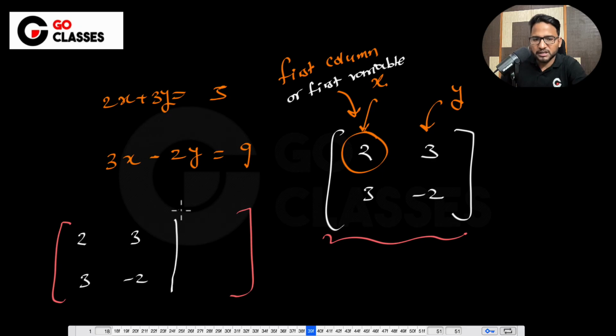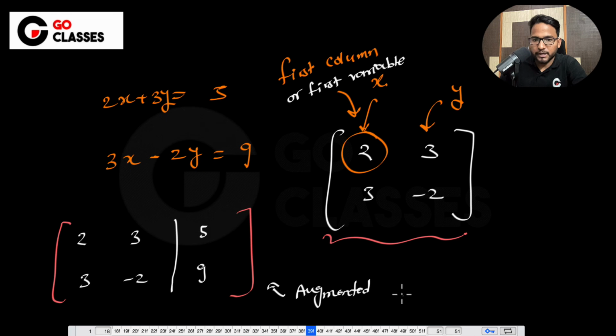Here, this line is just a separation line. If you want, you can write it; otherwise it is optional. It is just for our sake of understanding. Otherwise, whenever you are representing that in a computer, you won't be drawing a line, right? Okay, so this is called the augmented matrix.